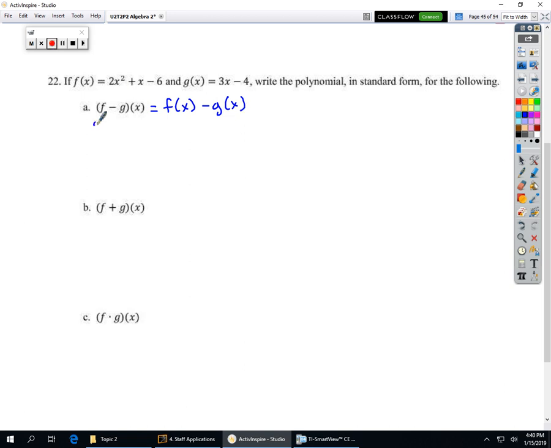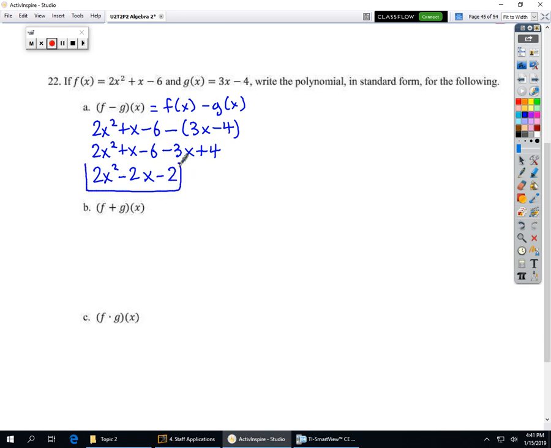So, well, what's f of x? That's 2x squared plus x minus 6 minus g of x, which is 3x minus 4. Make sure you put those parentheses there. This becomes 2x squared plus x minus 6 minus 3x plus 4. Combine like terms. 2x squared is 2x squared. x and minus 3x is minus 2x. Minus 6 and 4 are minus 2. Coincidental. 2x squared minus 2x minus 2.